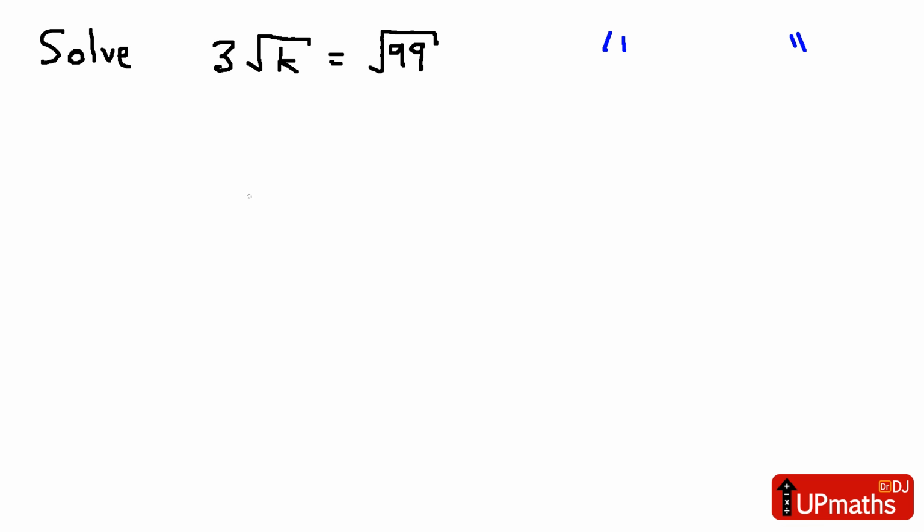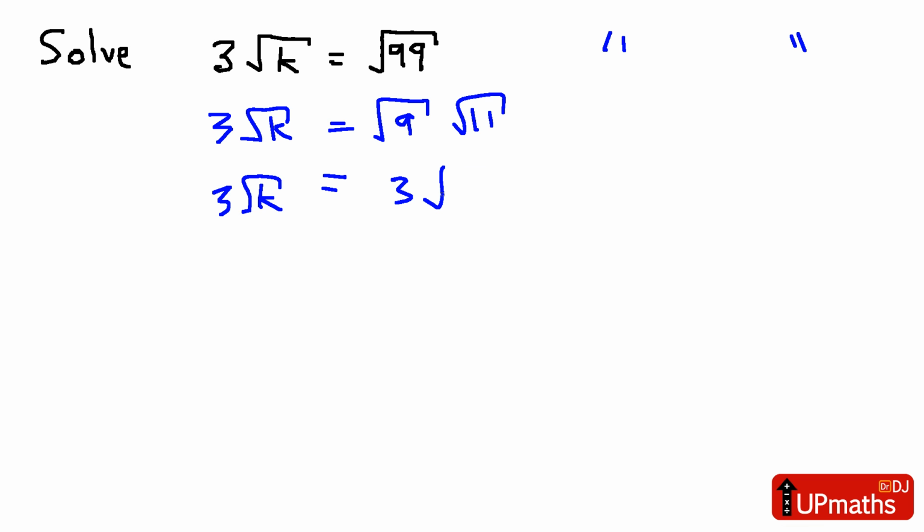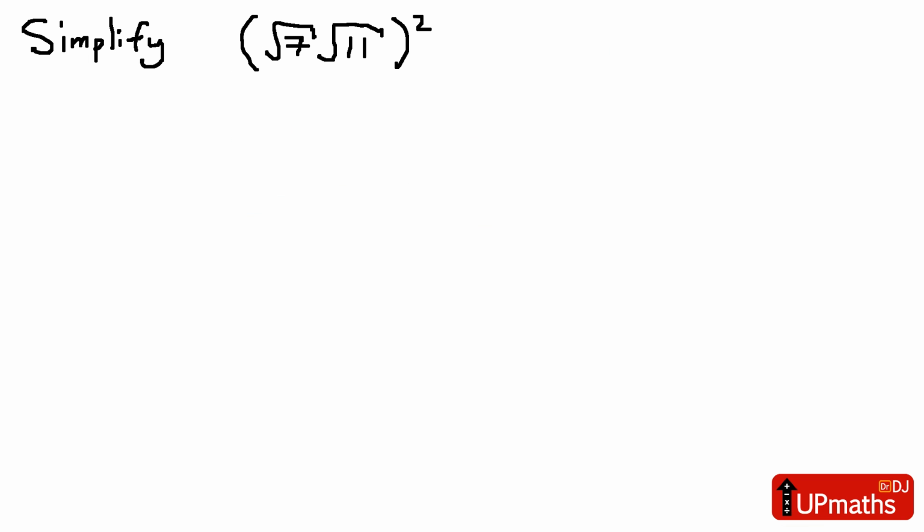Solve question. I know 3 on the outside, so I'm going to write that as root 9 root 11, because I'm planning ahead here, because now I know that I can have 3 root k equals 3 root 11. And then by inspection, I can say, oh look, because there's an equal sign in the middle, everything has to be the same, and everything is the same except for the k and the 11. Oh, well, that tells me that k must be equal to 11. Let's do the last question.